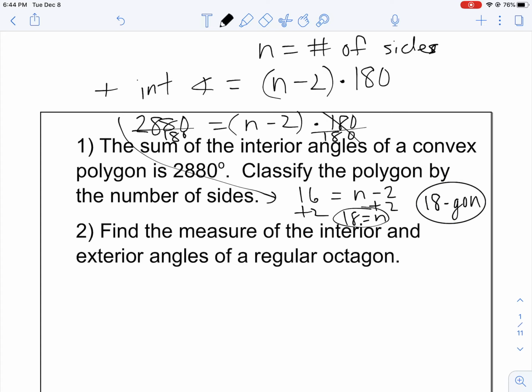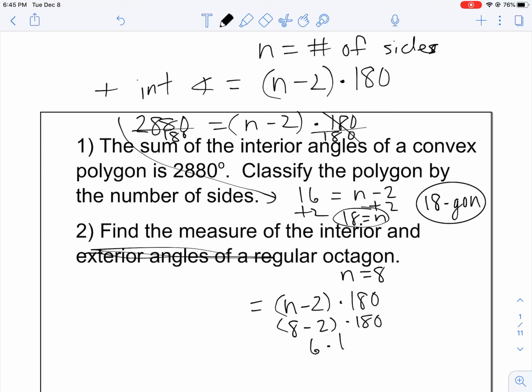Okay, easy enough. Now it also wants to know the measure of the interior angles of an octagon. Well, an octagon has 8, so this is going to be n minus 2 times 180. Well, n is 8 because it's an octagon like we said. So this is really 6 times 180. So grab your calculator real quick and do 6 times 180. Well, we get 1,080. Okay, easy enough. So that's just a review from 7.1.